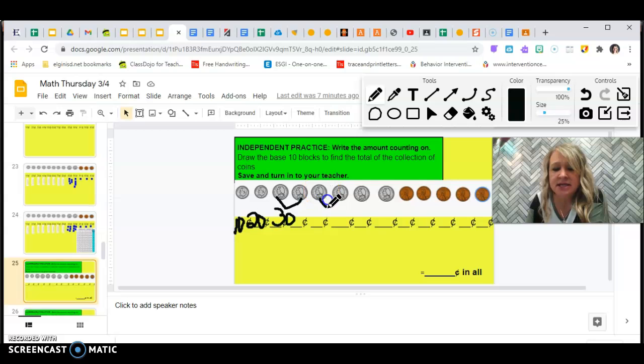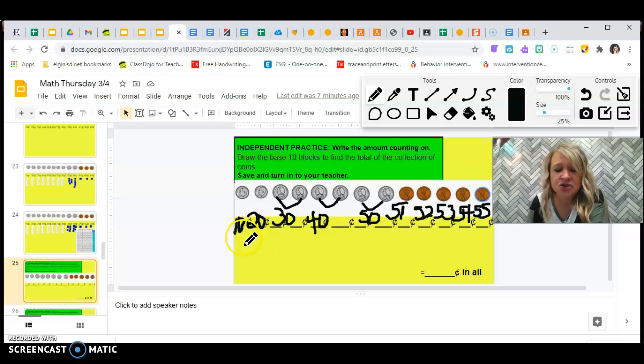Do these 2 make a 10? Yes, they do. 40 cents. Do these 2 make a 10? Yes, so that's 50 cents. Now we have a penny. 50 plus 1 cent. 51, 52, 53, 54, and 55. All right, so that's 55 cents.